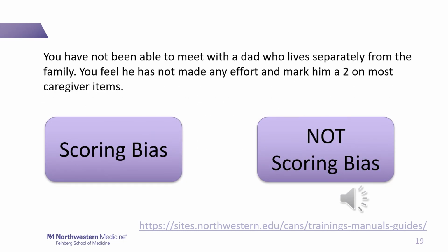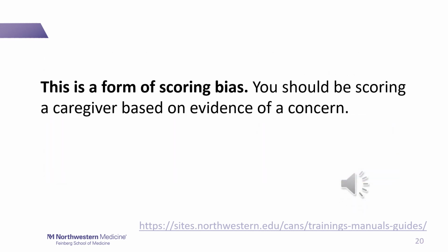You have not been able to meet with a dad who lives separately from the family. You feel he's not made any effort and mark him a 2 on most caregiver items. Is this a form of scoring bias or not scoring bias? This is a form of scoring bias. You should be scoring a caregiver based on evidence of a concern.